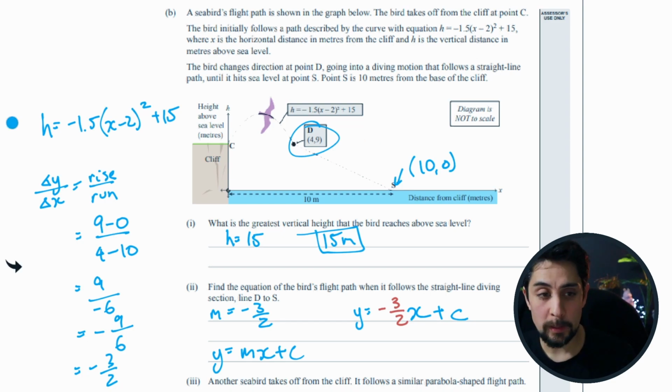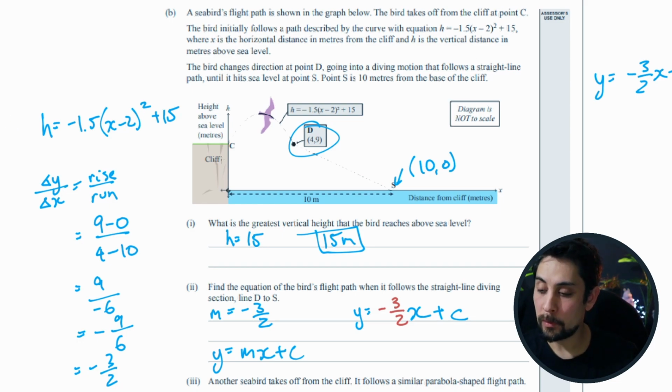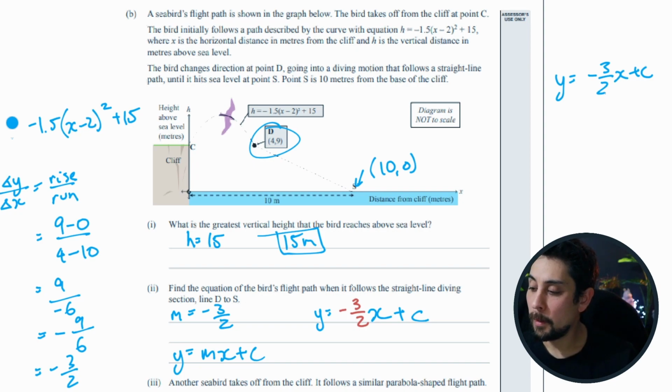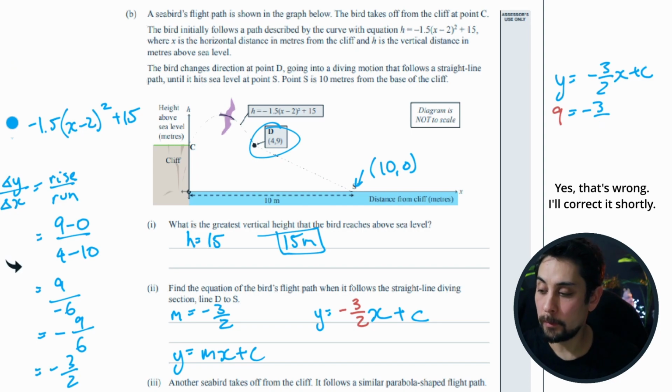So we'll take the equation y equals, can we see that? Yes, negative 3 over 2 x plus c. Now, just shift that across a little bit. There we go. Now we're going to take the numbers 4 and 9 and place them in their correct places in this equation. So the y value is 9. The x value is 3.